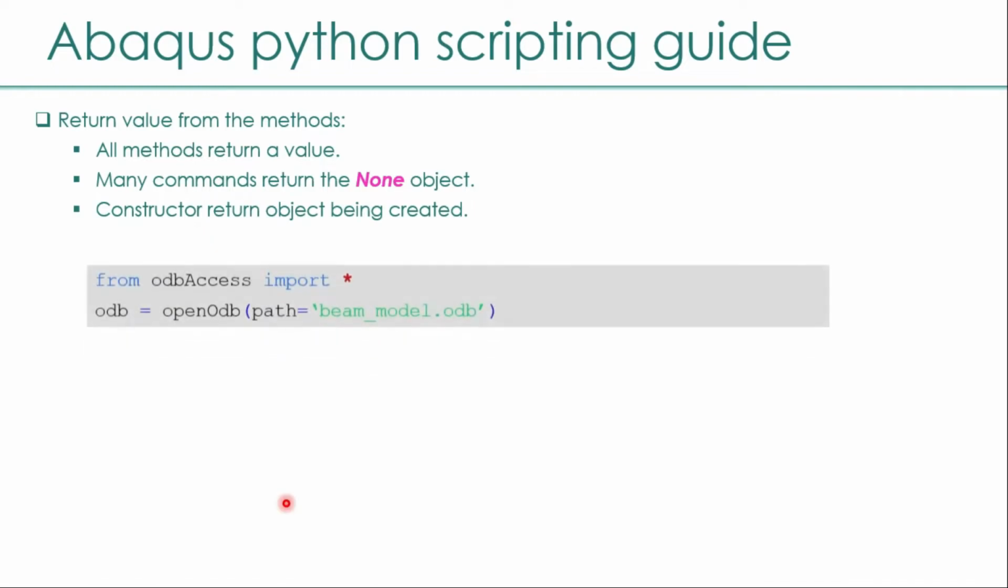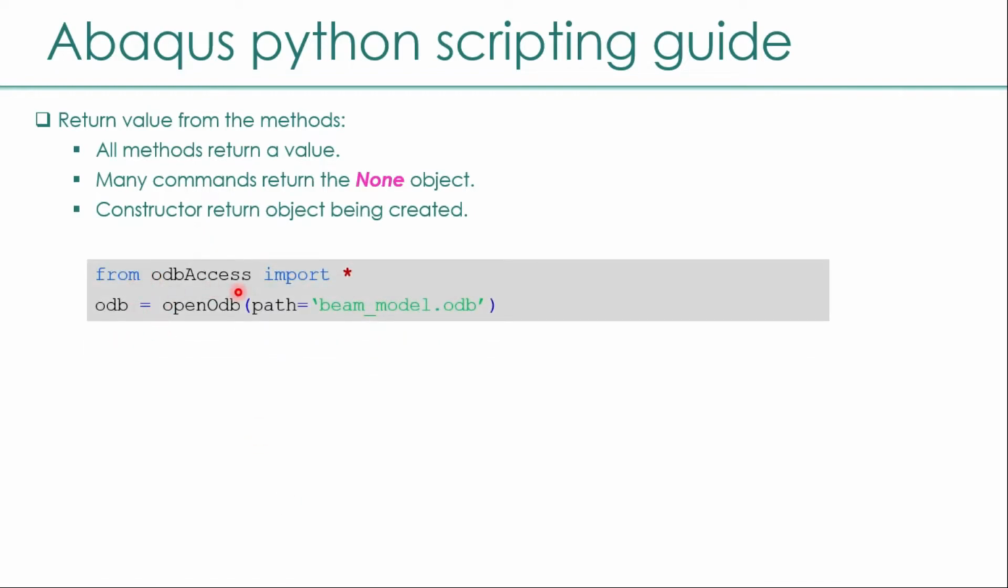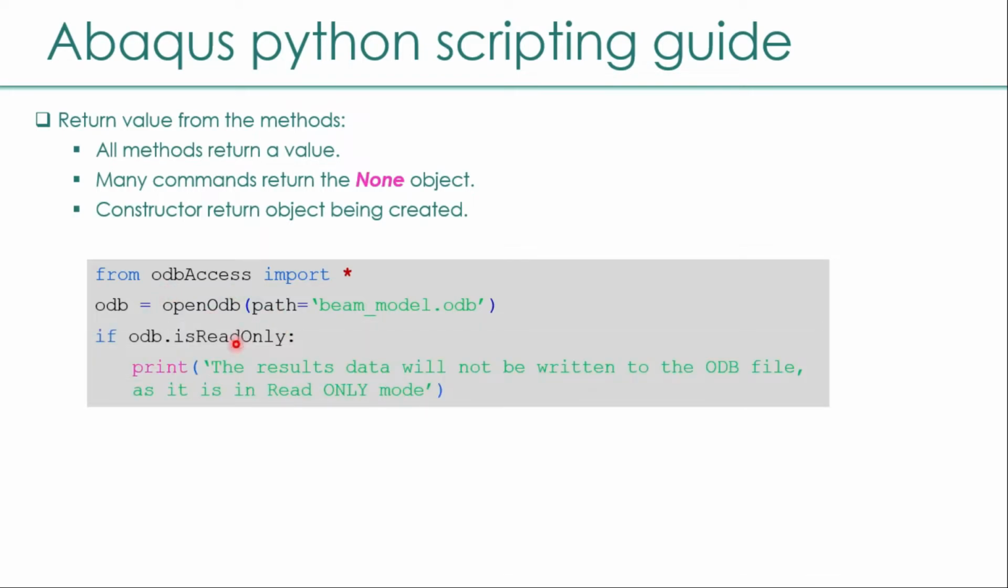So let's take an example. Let's say I have opened one ODB object here using the openOdb method. Now I want to use a particular attribute. What I want to know is whether this ODB file that I have opened is in read only mode or not, so whether I can write data to that ODB or not. How can you do that?